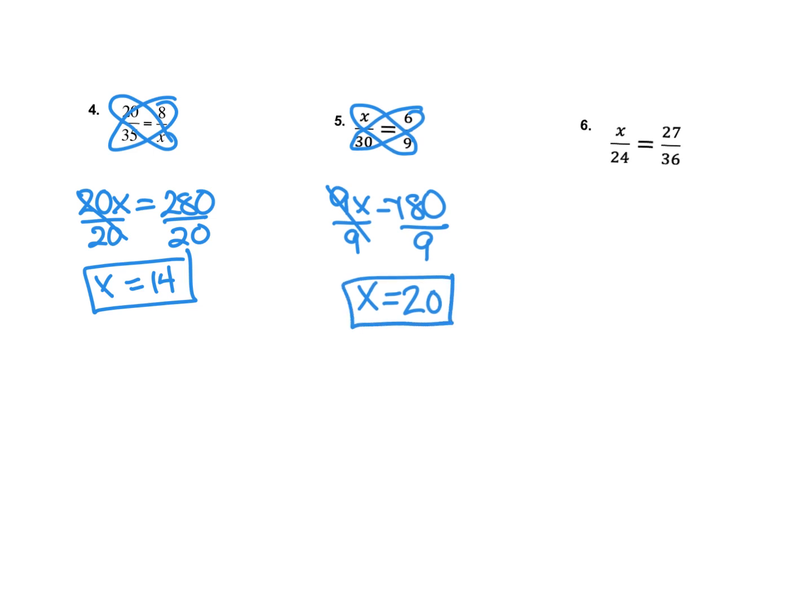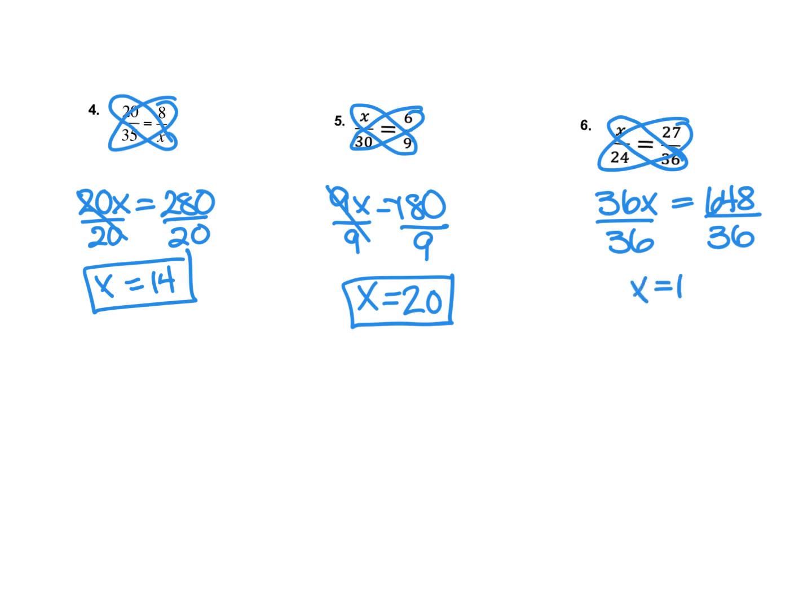And we'll do one more. So again, 24 to 36, I can't do that easily. So again, I'm going to cross multiply. I'll get 36x. And then I'm going to multiply 24 times 27, and we get 648. And so then we're going to divide by 36, so to isolate the variable, and we'll get x is equal to 18.